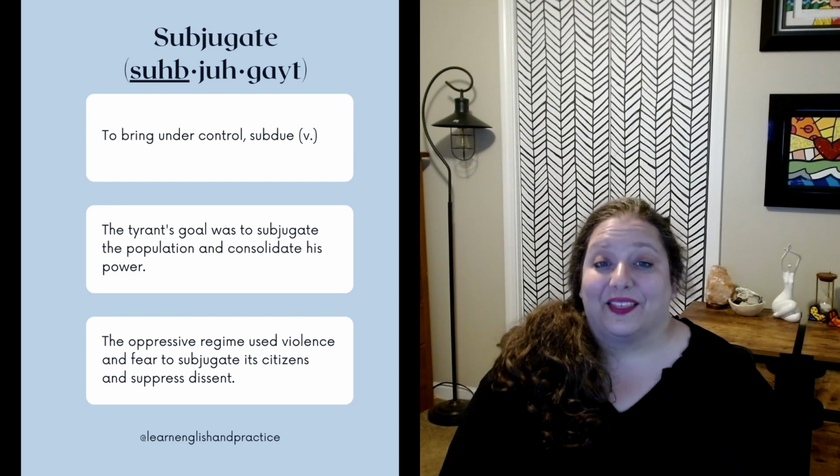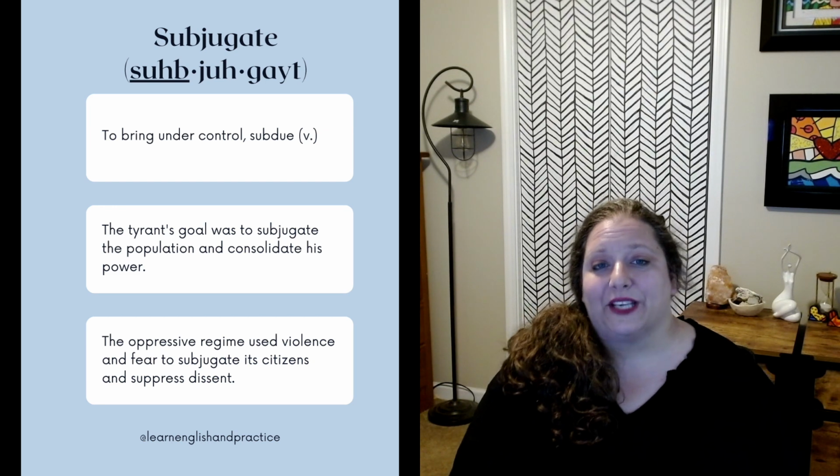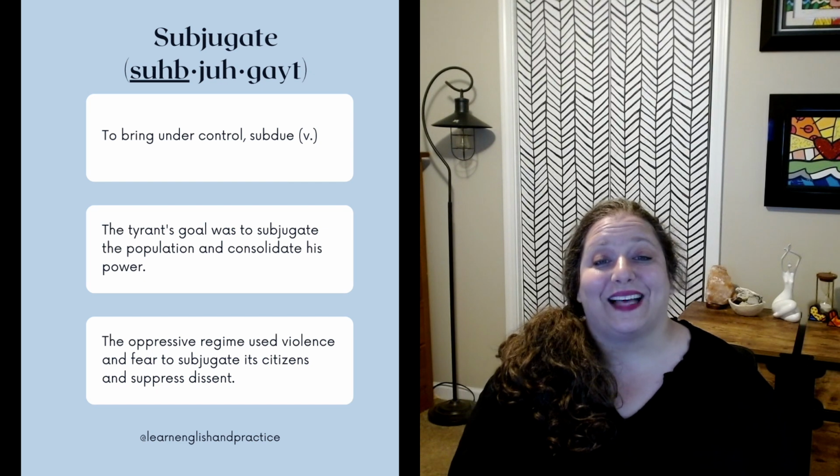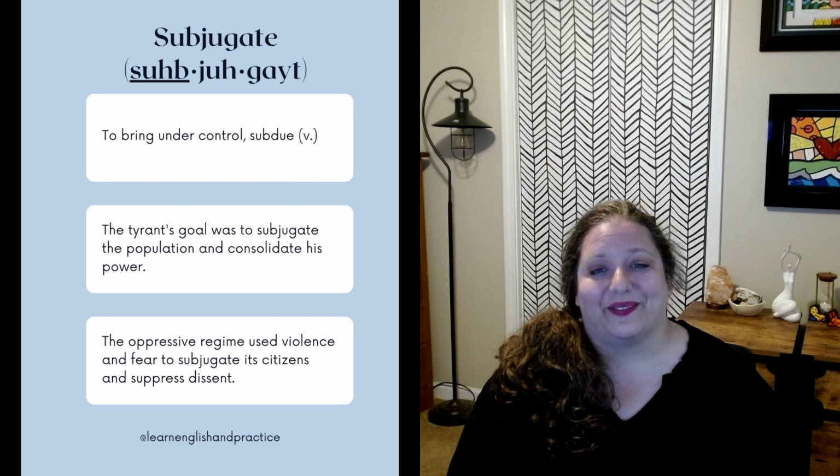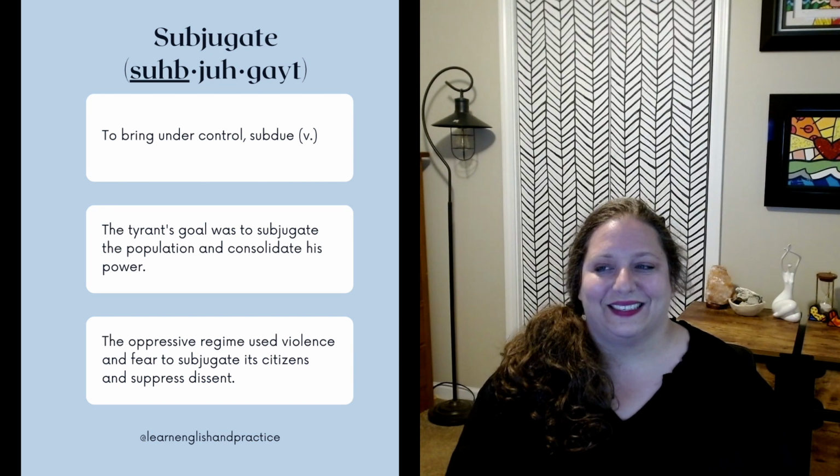Examples here are the tyrant's goal was to subjugate the population and consolidate his power. The oppressive regime used violence and fear to subjugate its citizens and suppress dissent.